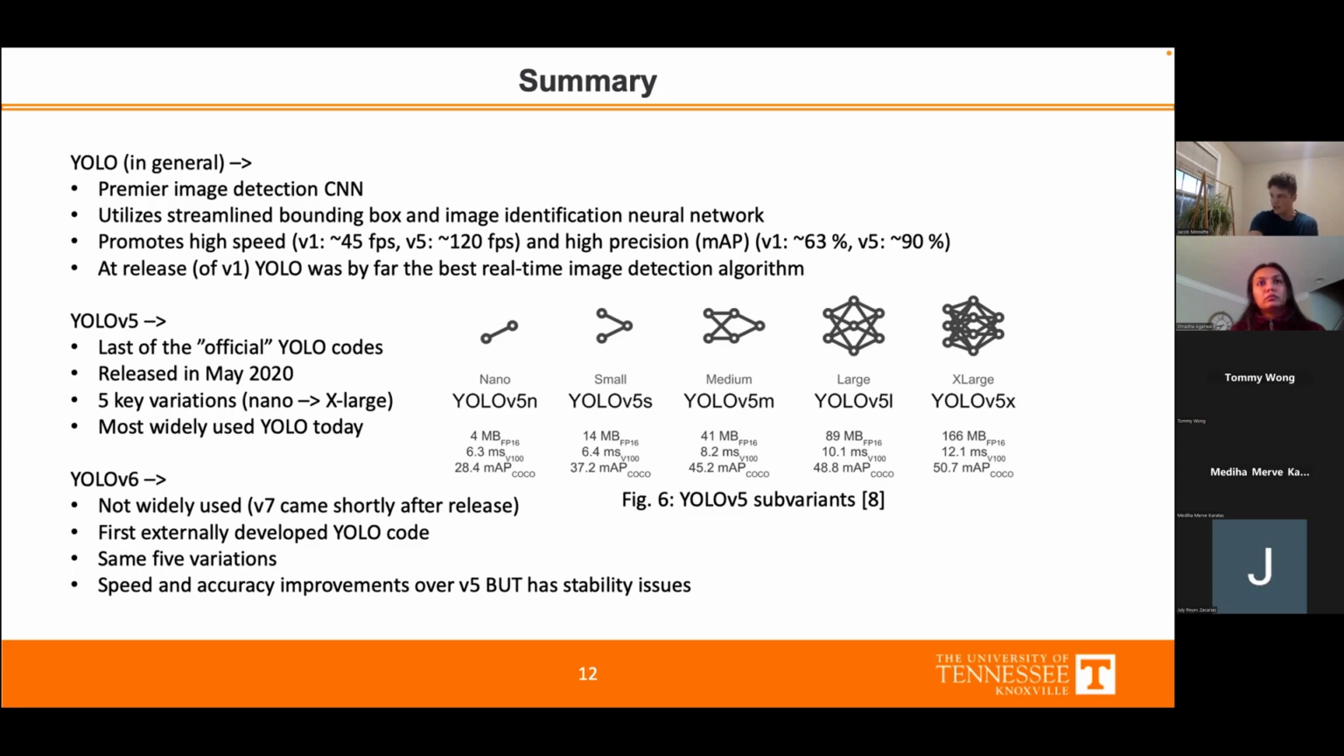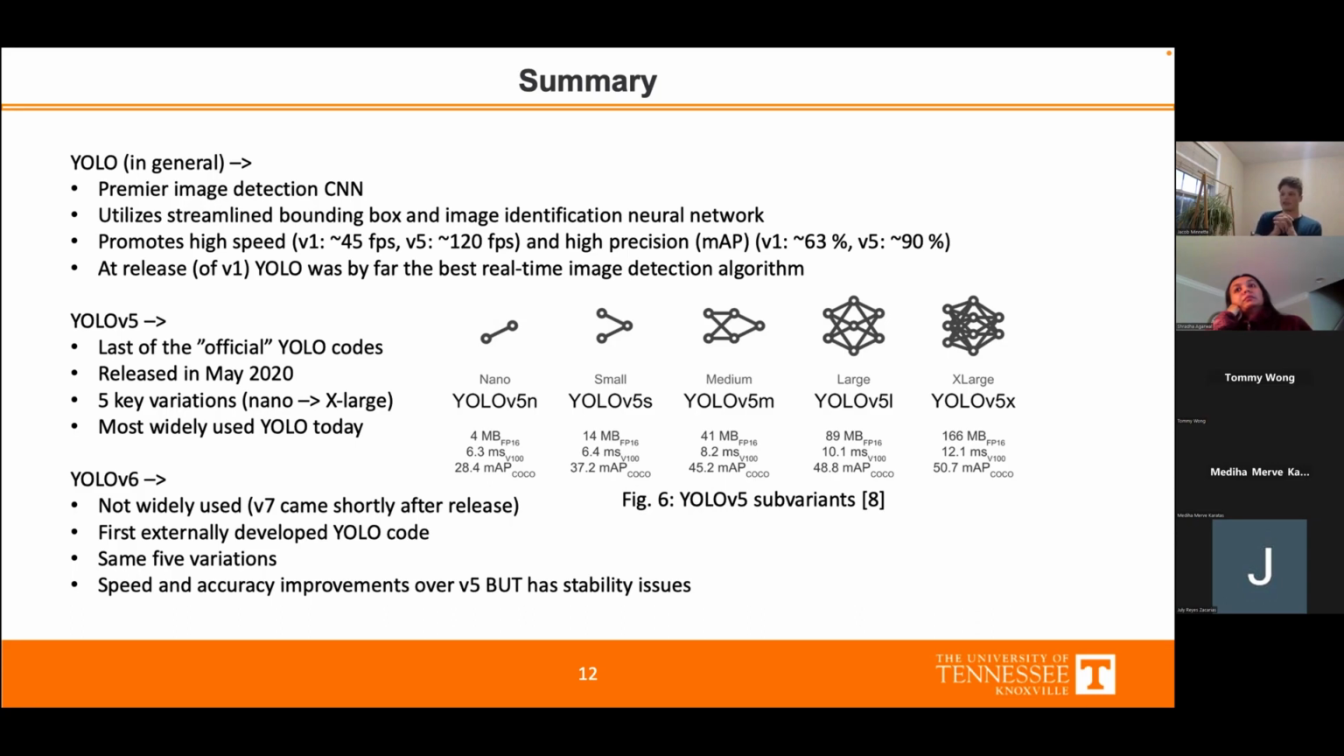I tried to normalize these values as best as I could, but just take them for what they generally represent, which is that YOLO v1 on its training set had a mAP of around 63%. I found studies with YOLO v5X tested on the same image set, and it had much improved accuracy. At the release of the first version of YOLO, it was, as I mentioned previously, by far the best image detection algorithm, especially in real time.